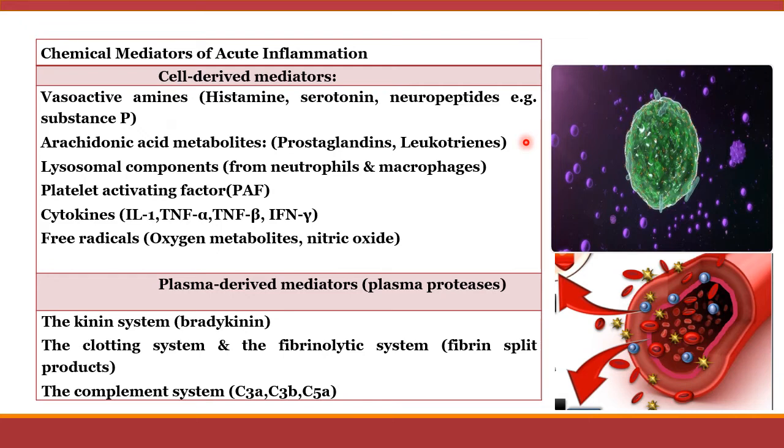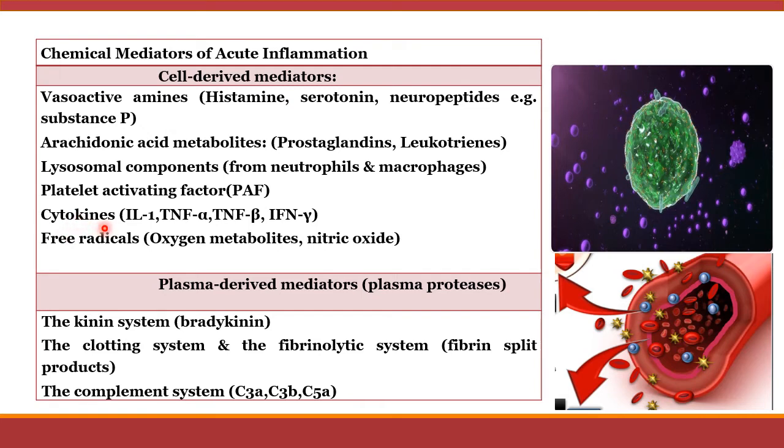So together we will list some of the most common mediators. From the cell-derived mediators, the most common are the vasoactive amines like the histamine, serotonin, and neuropeptides like substance P. We have also the arachidonic acid metabolites like prostaglandins and leukotrienes. We also can see in acute inflammation lysosomal components, and these come from the macrophages and the neutrophils. We have also a role of a platelet activating factor, and we have functions of the cytokines in acute inflammation.